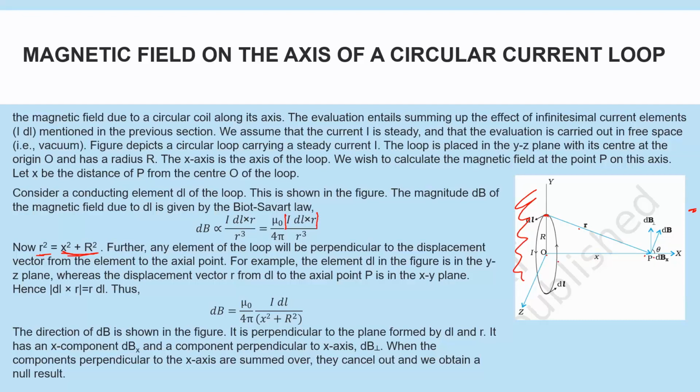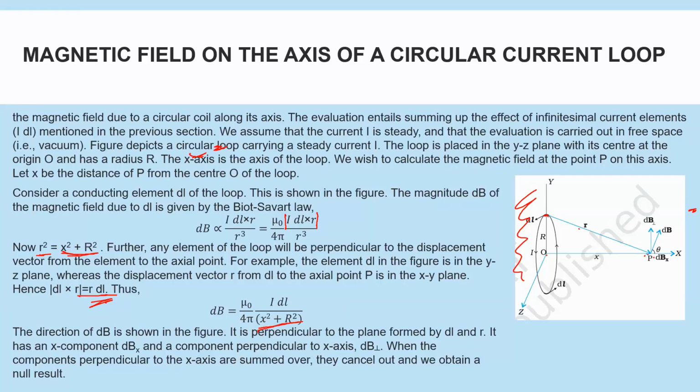So dl cross r will become r dl, since dl is in the yz plane and r is in the xy plane. If we write the cross product in scalar form, we get r dl. Then we can substitute that, and what we are left with is dB equals mu 0 by 4 pi I dl by r square, substituting this for the small r square.